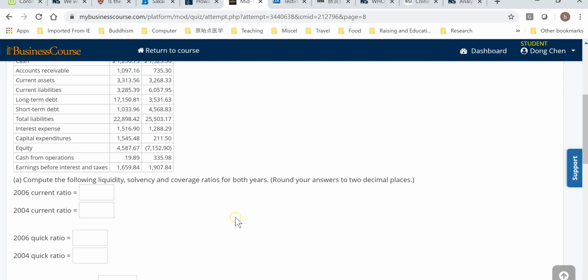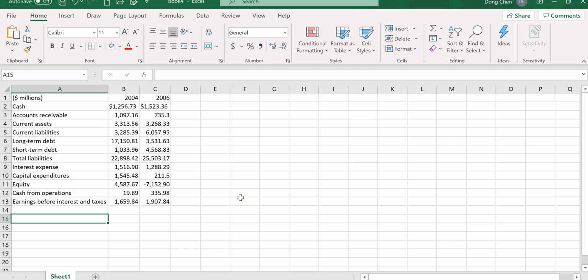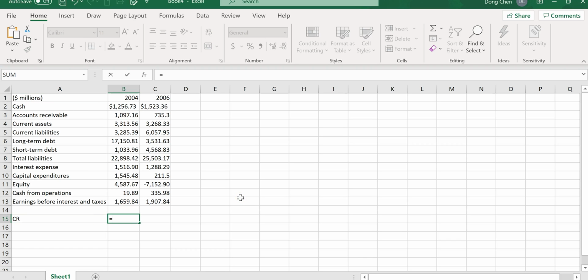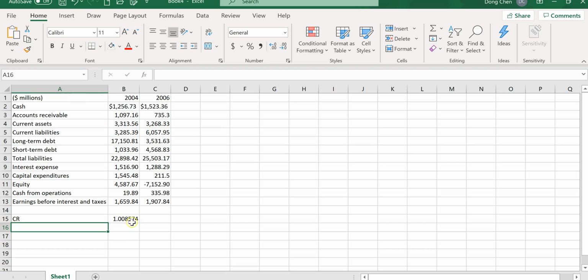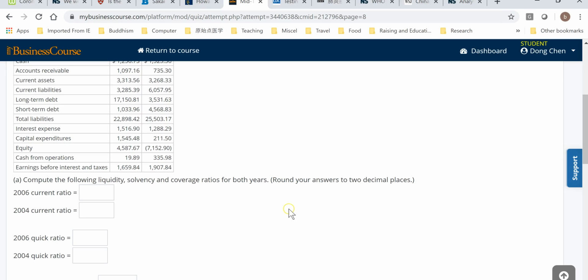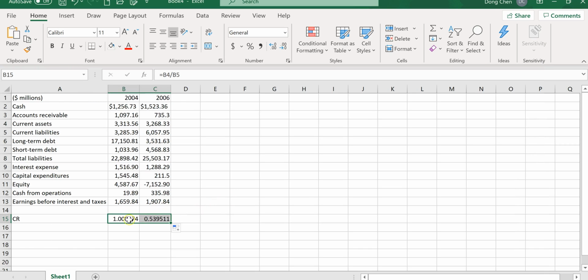First, the current ratio. Current ratio is relatively straightforward to calculate, because it is defined to be current assets divided by current liabilities. So we just look for current assets and then divide by current liabilities. And then we just pull the cell to the other year. Then we need to pay attention to the rounding requirement: round your answers to 2 decimal places.